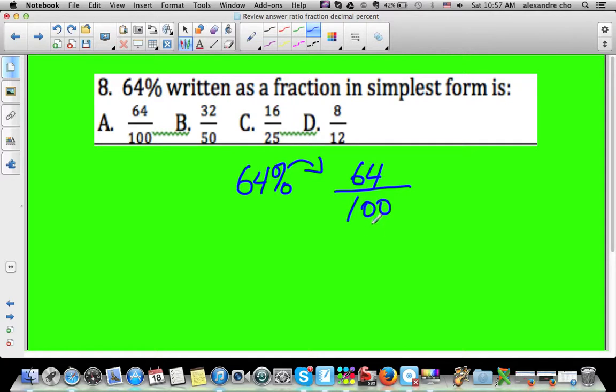Now we need to simplify it. And these numbers look very familiar from 2 questions ago, 64 over 100. Back then we divided that by 2 and then by 2 again, so we got the final answer 16 over 25, which is C.